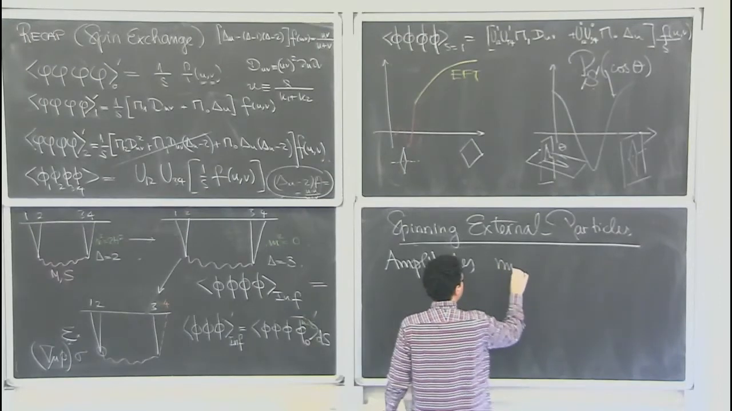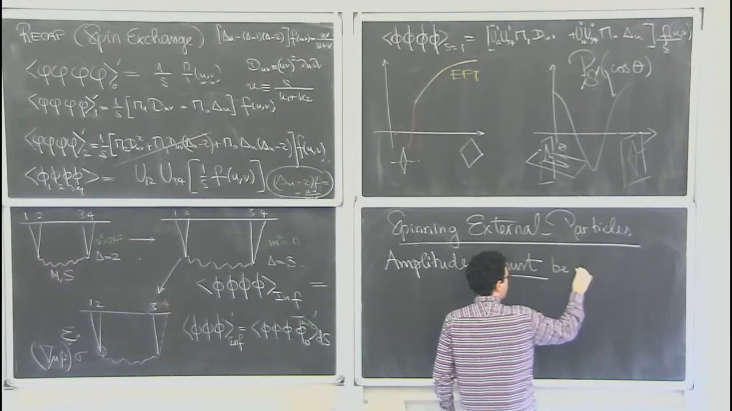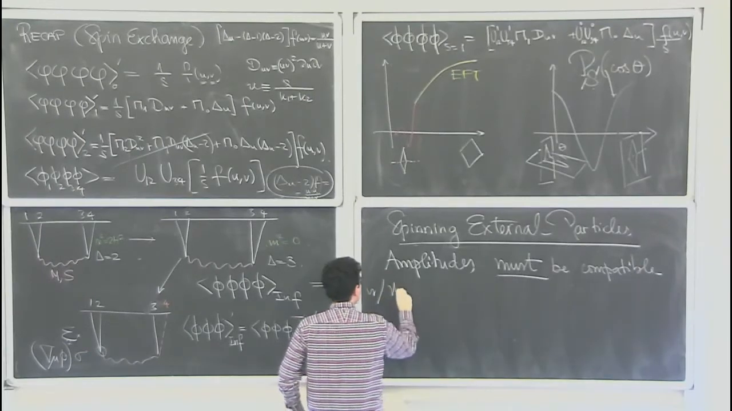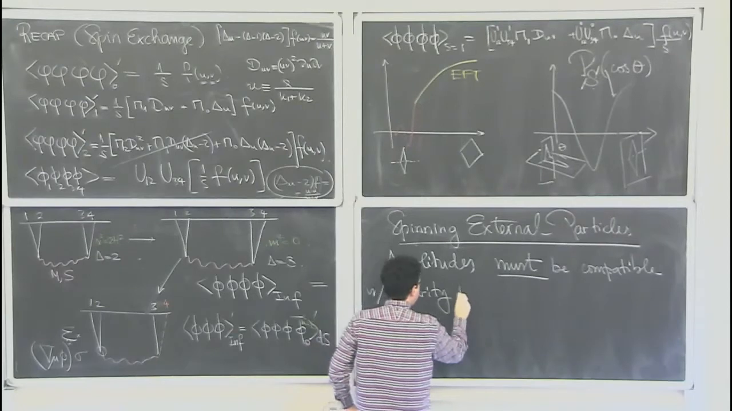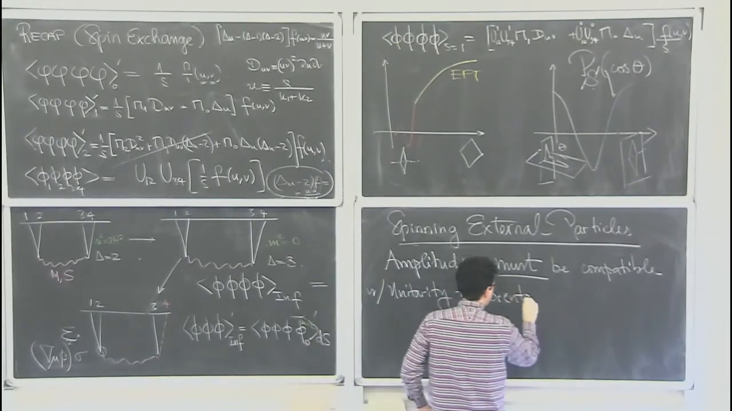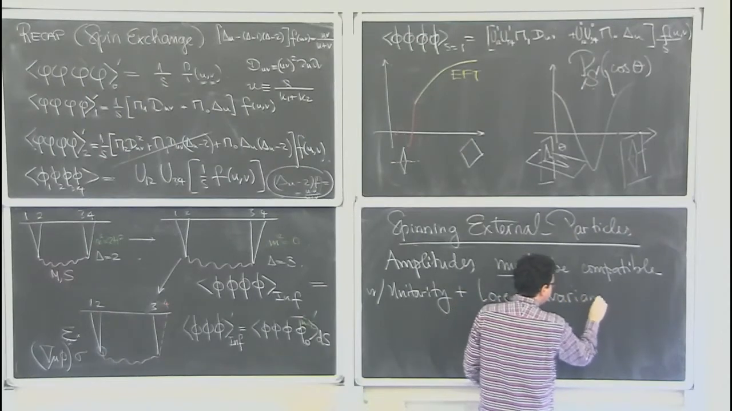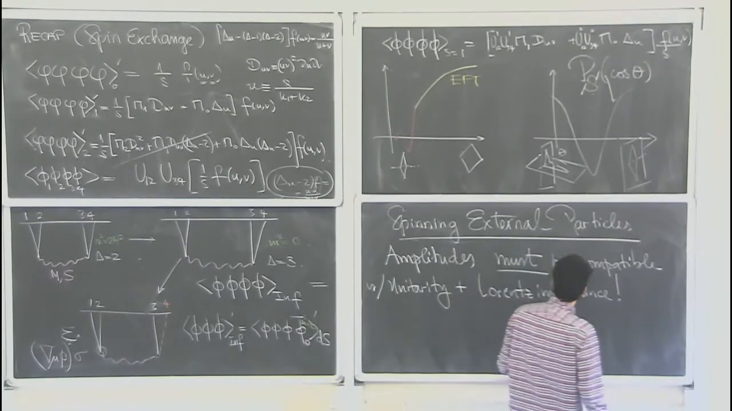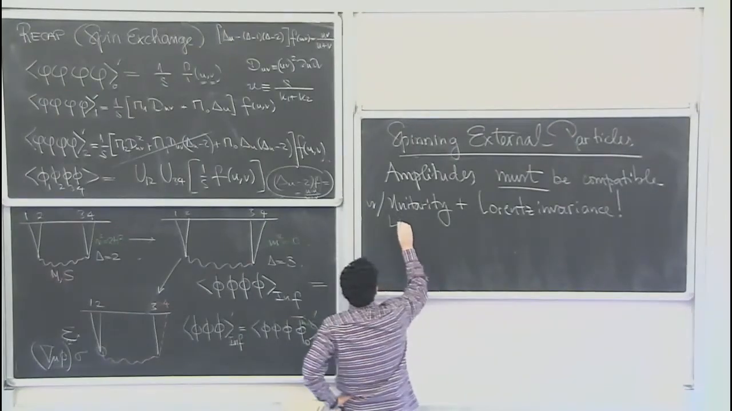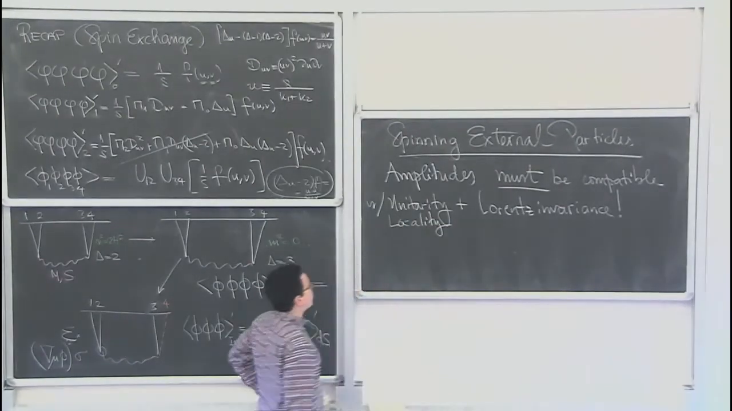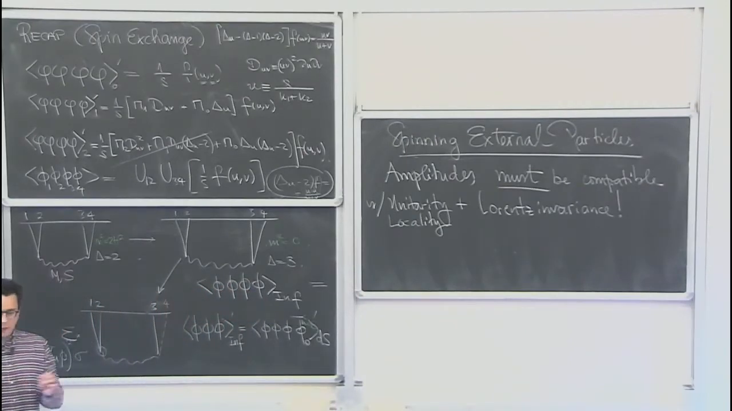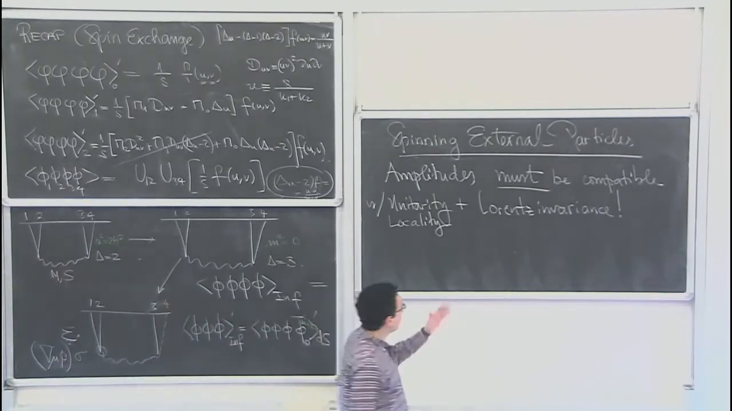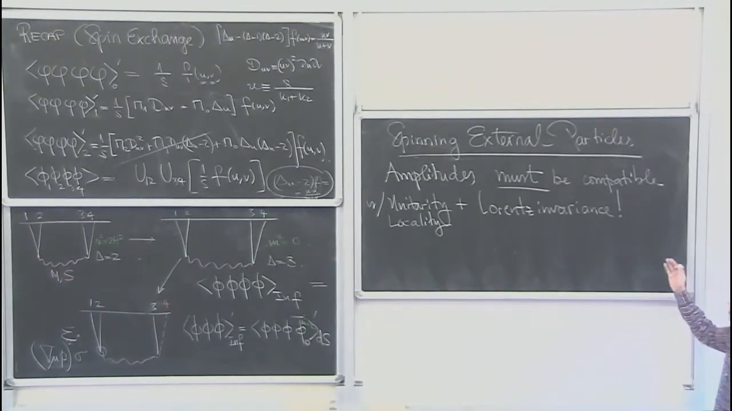So amplitudes must be compatible with unitarity and Lorentz invariance. And that's pretty hard, okay? And they must be local. Well, I'm just repeating Nima's mantra. They have to factorize. So you want things to factorize correctly. And your building blocks are Lorentz invariants.